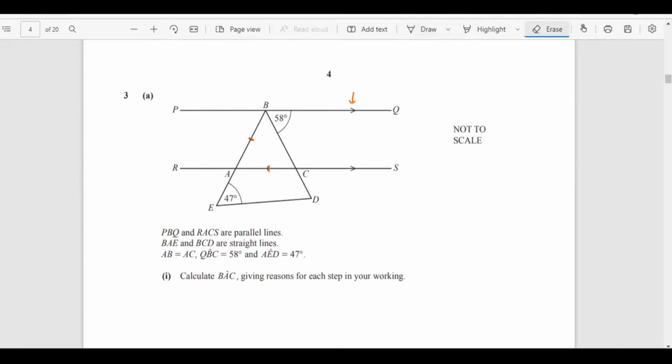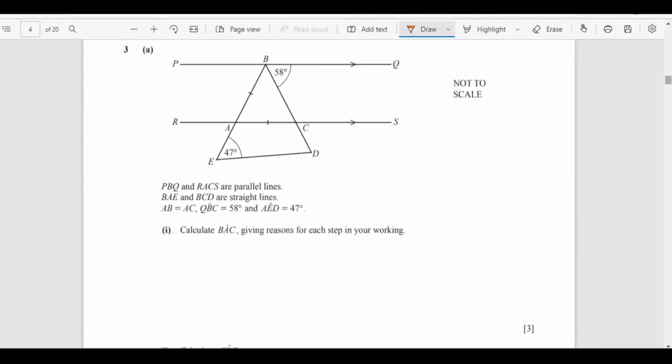Okay, so there's no point in wasting your time reading out the descriptions. Calculate the angle BAC, giving reasons for each step in your working. All right, now this is a 3-mark question. You need to calculate this angle. Yes, so I'll be waiting for you guys. I would want you guys to find this angle. I'll give you 2 to 3 minutes. Think about it and then tell me the answers.